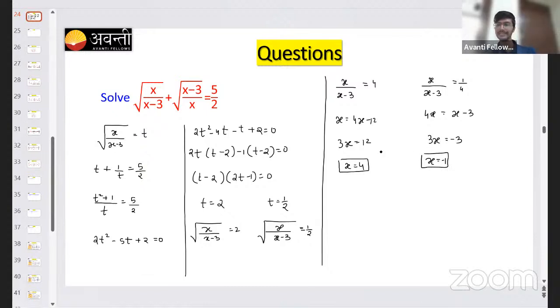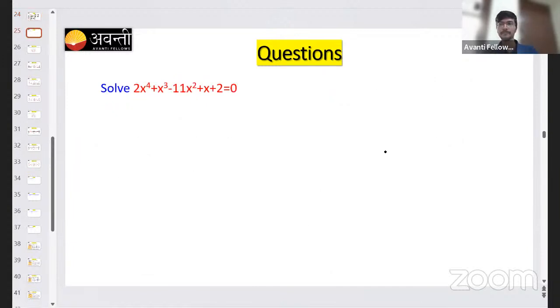Let's look at the next question. I hope it is clear. Okay, next one. Solve. This is a very good question. You can mark it, because by seeing it does not look quadratic, it is bi-quadratic, like the power is 4. But by some algebraic manipulation I can easily convert it into quadratic by substituting.